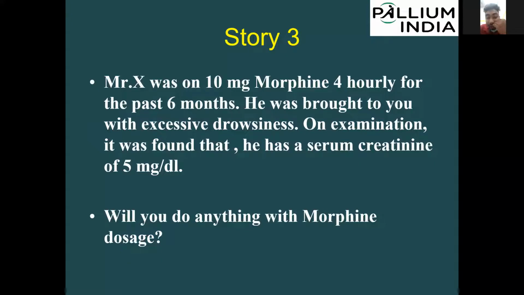So we discussed a few things about the story with group members. We think that we can reduce the morphine dose because the patient is already having excessive drowsiness. We can regularly check the IU chart, and we can give fluid, and regularly we can do the blood investigation for creatinine level.